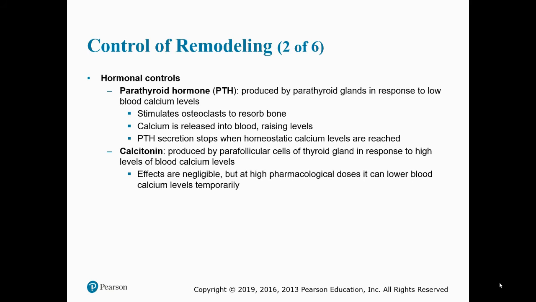Now, there's another hormone out there called calcitonin, which we really don't understand what it does at normal physiological levels. But when you greatly increase that dose, then the amount of calcium in the blood does go down. But that's not a natural occurrence. That's usually by way of some type of medical treatment that was given.